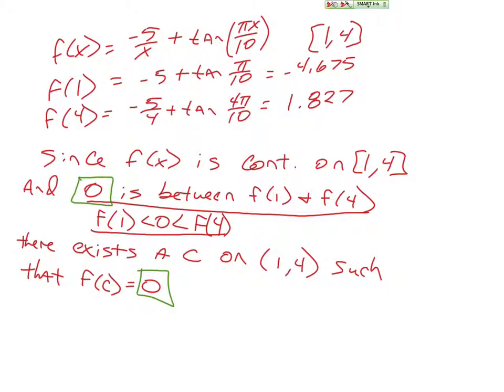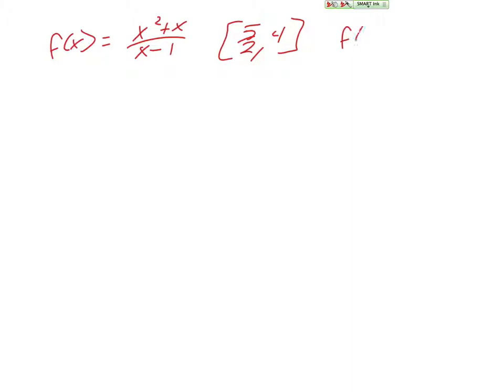All right, let's look at 94. So on 94, I have f of x equals x squared plus x over x minus 1. And my interval is 5/2 to 4. And I'm trying to get a 6. Is that right? I'm trying to get 6. So what's the first step? Find the function values. So I want f of 5/2 and I want f of 4.